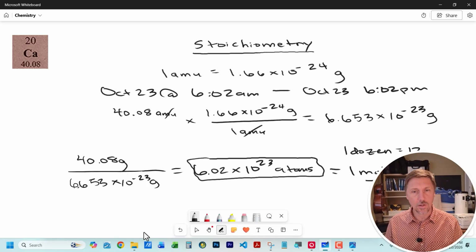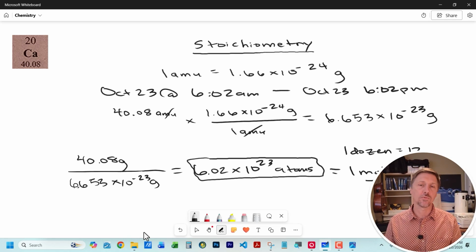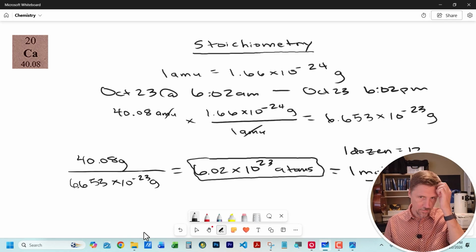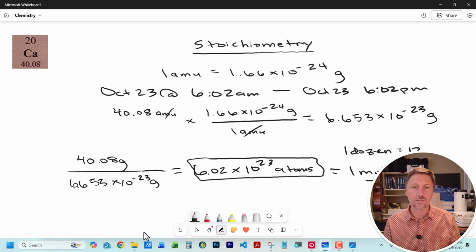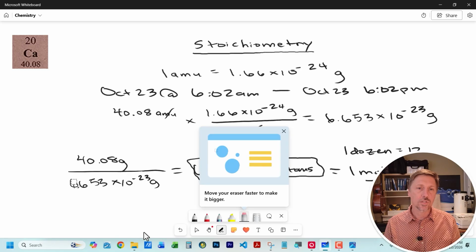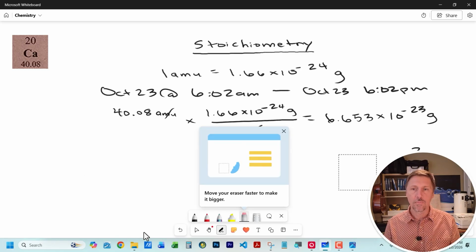All right. So anyway, our big takeaway is 6.02 times 10 to the 23 equals 1 mole. We need to make sure that we know that. You need to memorize that. It's important that you know that value. All right. So let's actually use that value now.